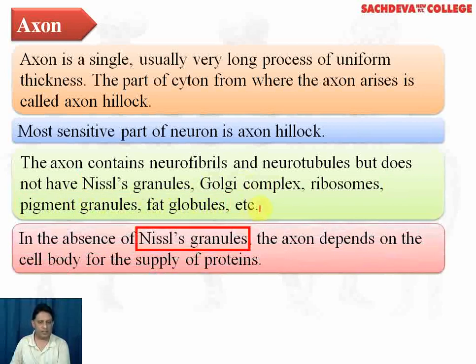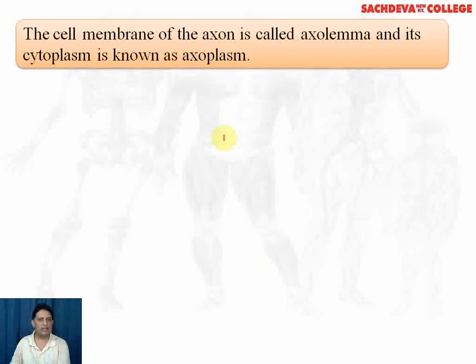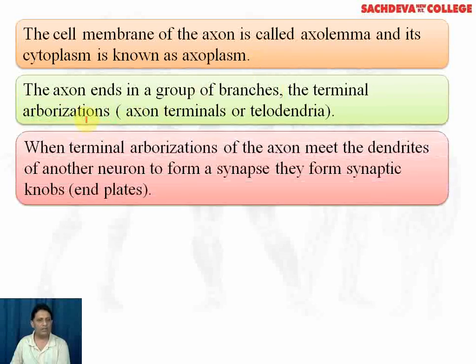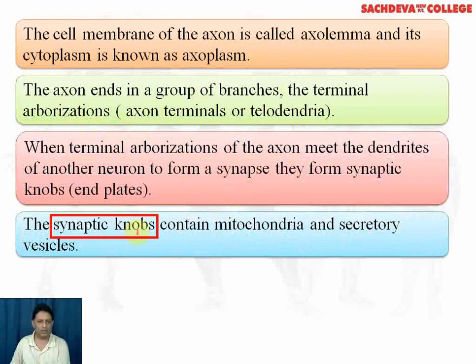In the absence of Nissl granules, the axon depends upon the cell body for the supply of proteins. It cannot form its own protein. The cell membrane of the axon is called the axolemma, and the cytoplasm present in the axon is known as the axoplasm. The axon extends in a group of branches, the terminal arborization. When terminal arborizations of the axon meet the dendrites of another neuron, it forms a synapse. The synaptic knobs contain mitochondria and secretory vesicles.